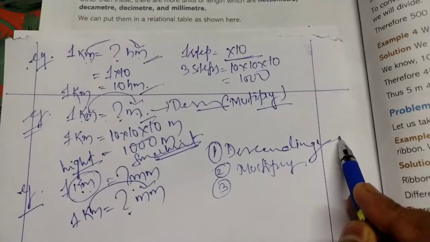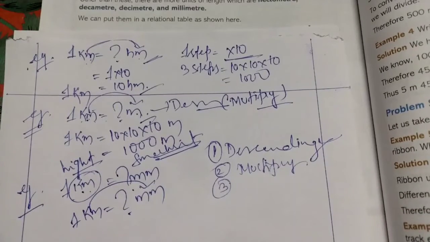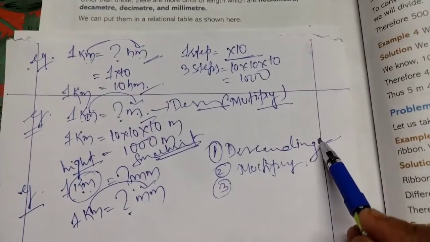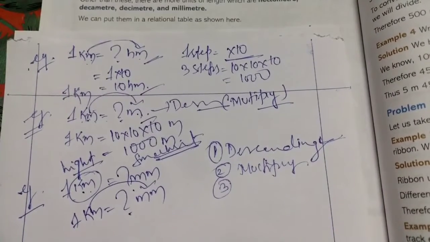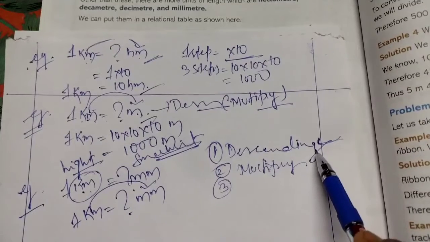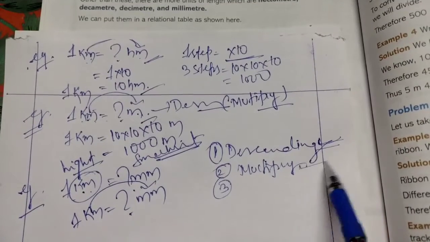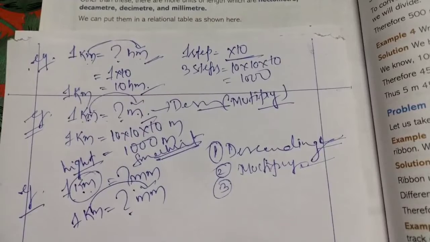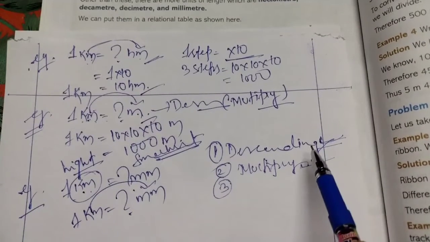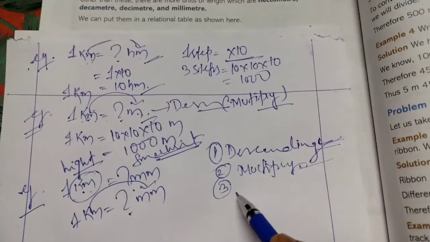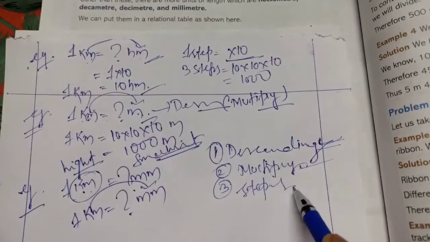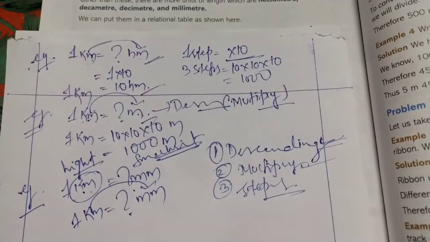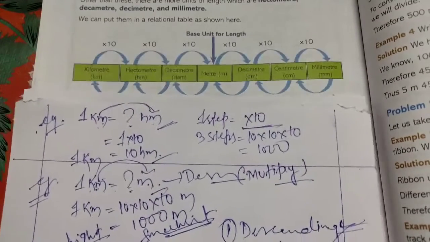First step, you have to find out the order, either it is descending order or ascending order. I have concluded that we have to follow the descending order. Next, whenever we are following the descending order, you have to do the multiplication. There should not be any change in this rule. Descending order, multiplication, and third, you have to count the number of steps. How many steps are you covering?